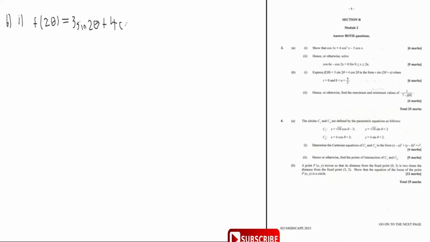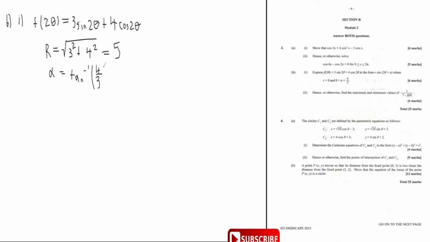We need to express it in the r sine form. So in order to express it in the r sine form, the first thing we have to remember is that r is equal to the square root of a squared plus b squared. So r is going to be equal to the square root of 3 squared plus 4 squared. When you work that out, you're going to get 5. That is r. And the next thing we need to find is alpha. Alpha is tan inverse of b over a, which is tan inverse of 4 over 3.